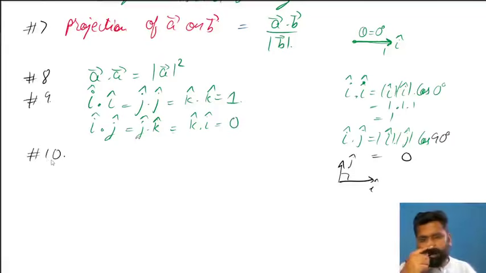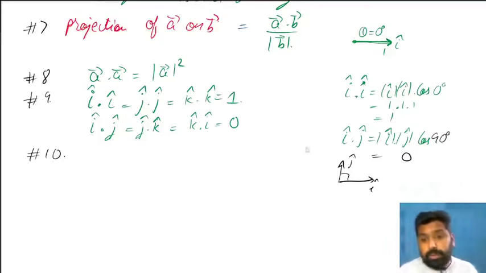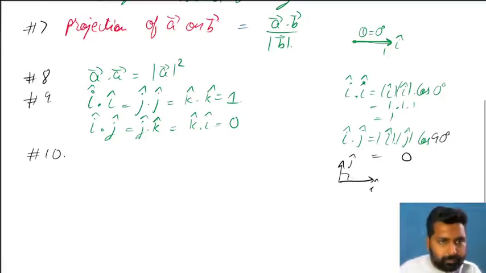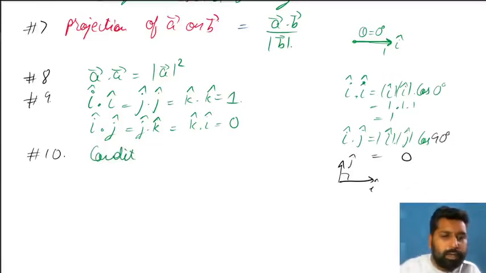So one important thing to take from this: if the angle between the two vectors is 90 degrees, meaning the two vectors are perpendicular, the dot product is 0. So, the condition of perpendicular lines.